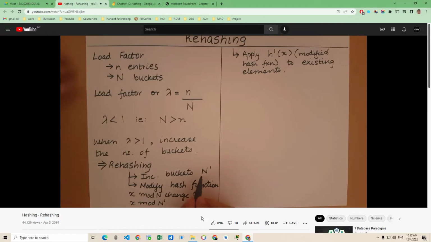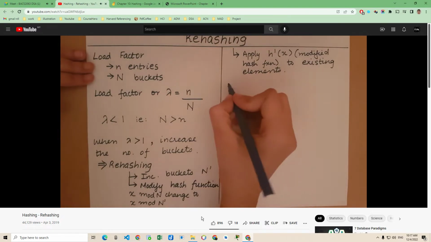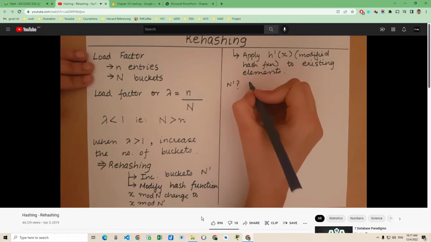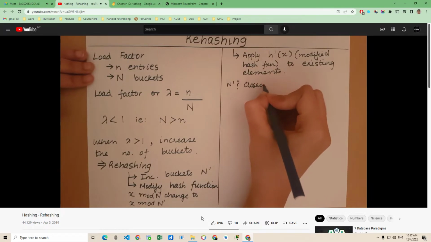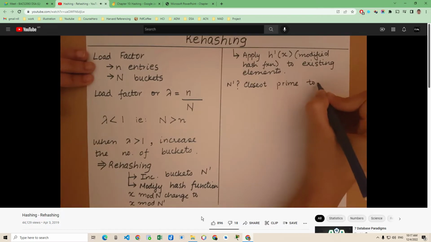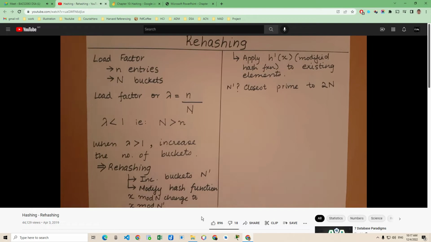Now, what is the condition for n dash? We need to increase the buckets to a size n dash. So what must the value of n dash be? N dash is going to be the closest prime number to the value 2 times n. So we are going to double our previous value and then take the prime number close to that, more or less doubling the size of our bucket array.